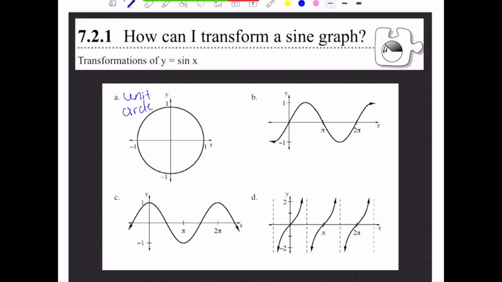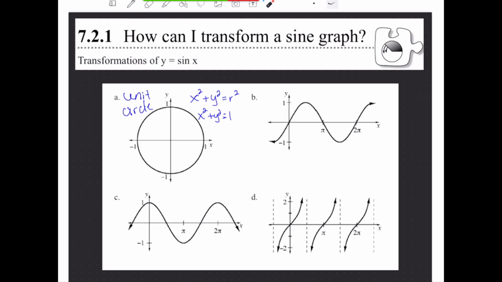Does anybody know the equation for a unit circle? It's x squared plus y squared equals r squared. I'll write it: r squared, that's for a circle. And then our radius is 1, so for a unit circle, we have x squared plus y squared equals 1. You guys good with that?